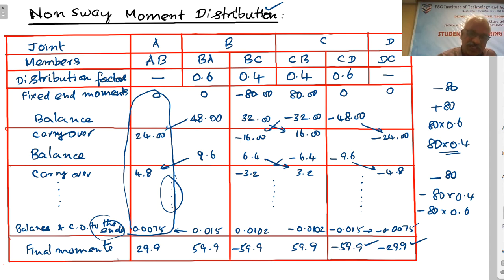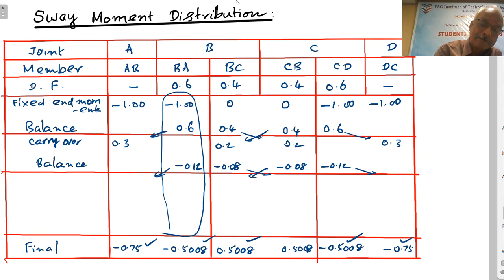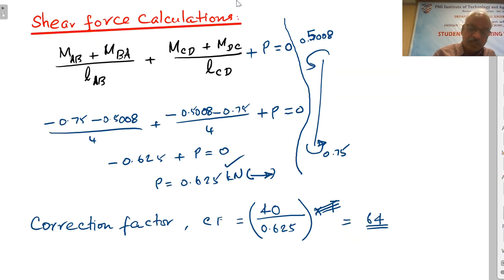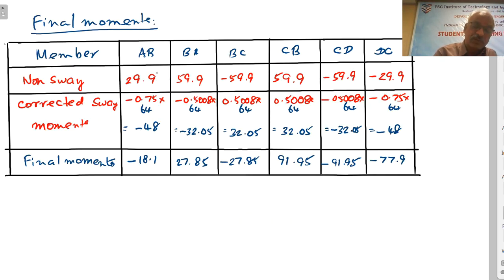Final. We use final moments, as I said earlier, in a number of places. We can do it like this also: non-sway moments, sway moments. Instead of saying final moments in all places, you can say non-sway moments, and in the next tabulation, sway moments. That also can be done. Now coming to these values, 29.9, 59.9, etc. These are the values written from the first tabulation. So this is done.